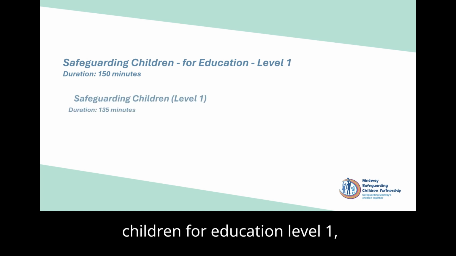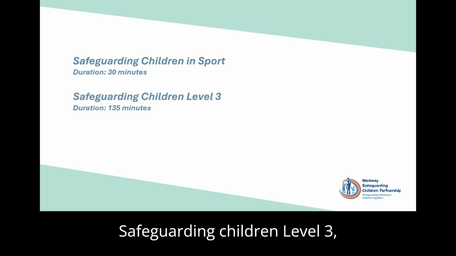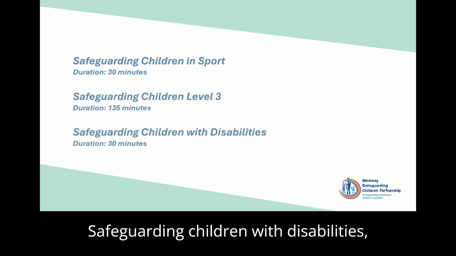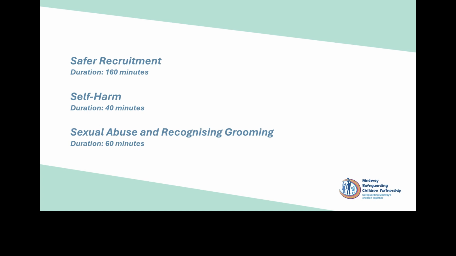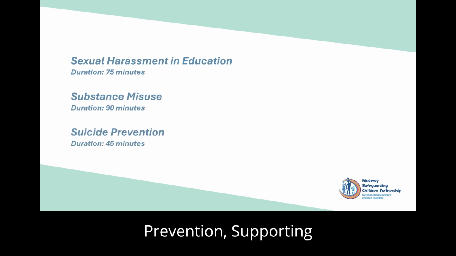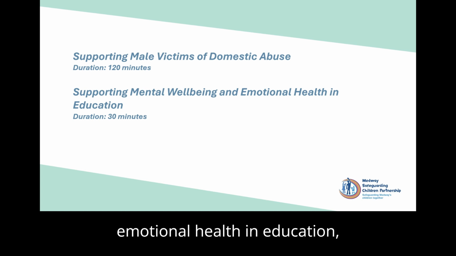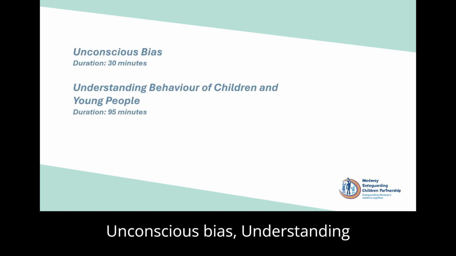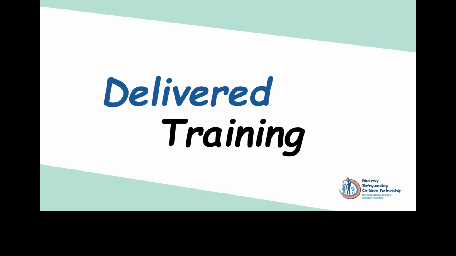safeguarding children for education level 1, safeguarding children level 1, safeguarding children level 2, safeguarding children in sport, safeguarding children level 3, safeguarding children with disabilities, safer recruitment, self-harm, sexual abuse and recognising grooming, sexual harassment in education, substance misuse, suicide prevention, supporting male victims of domestic abuse, supporting mental well-being and emotional health in education, trauma awareness, unconscious bias, understanding behaviour of children and young people, understanding child development, violence reduction, whistleblowing.